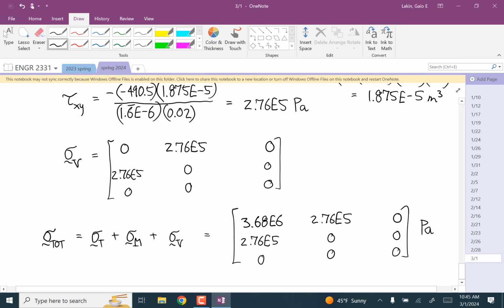And now you can do all the stuff that you are used to being able to do with stress tensors. You can find the principal stresses, find the maximum shear stress, express it about different coordinate systems, all that stuff. The last one we have to do is torque, yep.